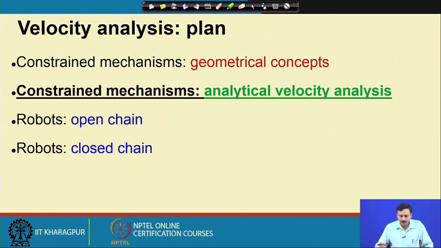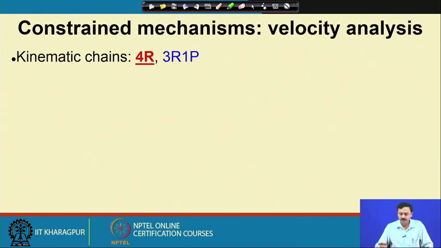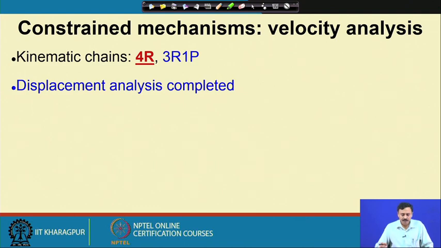We have already discussed the geometric approach to velocity analysis for constraint mechanisms. In this lecture we are going to start with the analytical velocity analysis. Subsequently, we are going to look at robots. In today's lecture I am going to take up the 4R kinematic chain. I will assume that the displacement analysis is complete. That means we know the configuration of the mechanism.